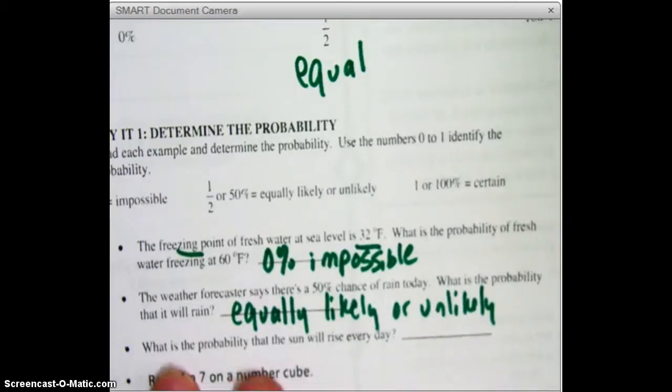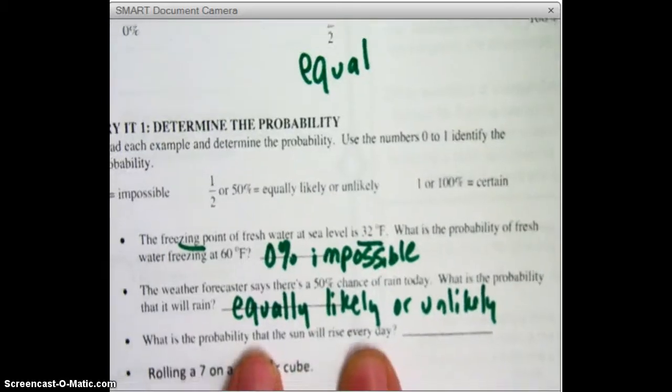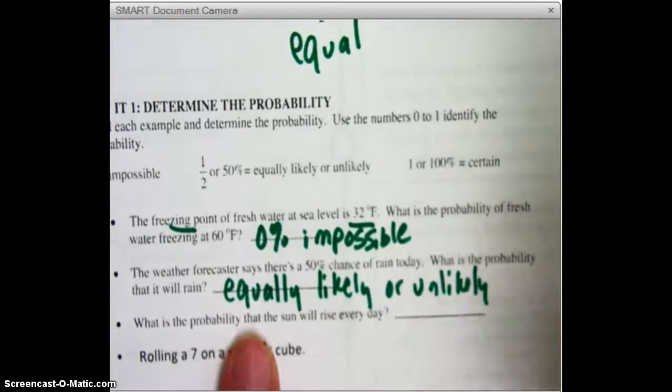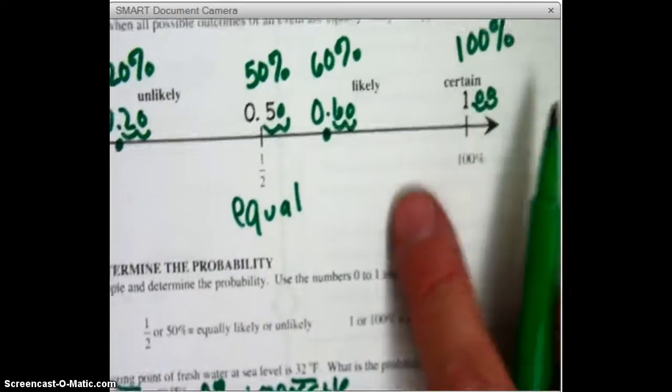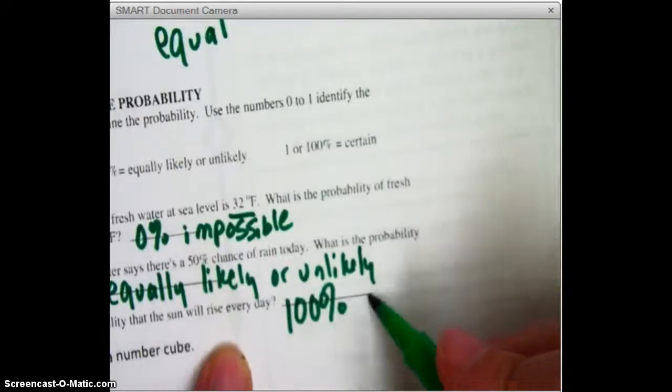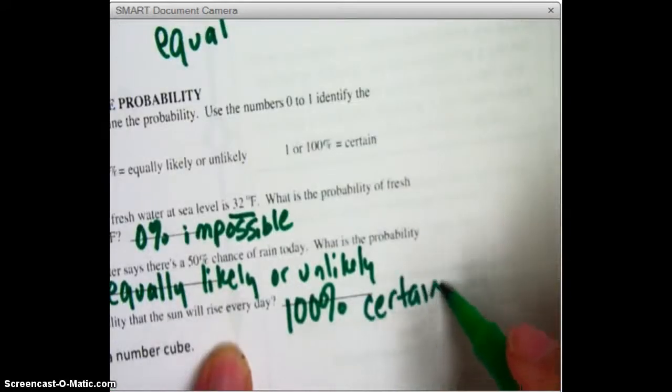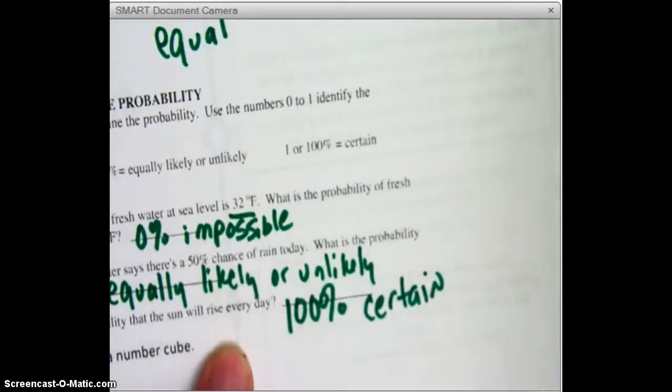Then the next one, what is the probability that the sun will rise every day? Well, every single day the sun rises. There's a 100% chance that the sun will rise. So on the likelihood scale, there's a 100% chance or a certain, it's absolutely certain that the sun will rise.